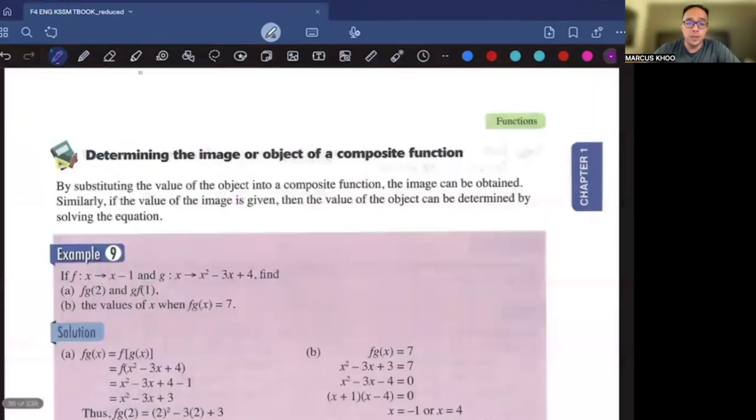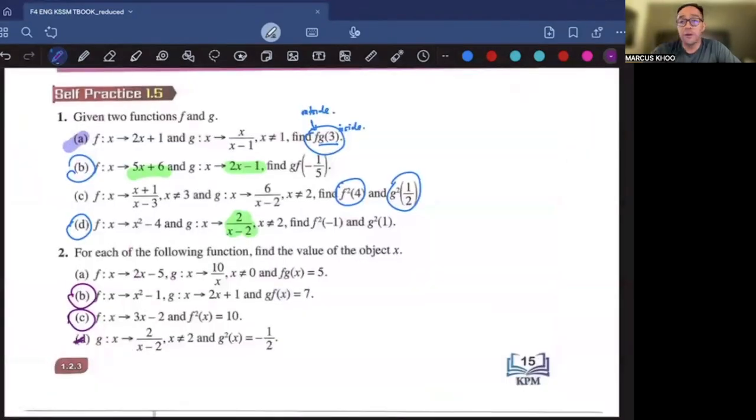So please try these 4 questions on your own. And if you have any questions, you can bring your exercise book and come and show me, and then I will help you to look at it.